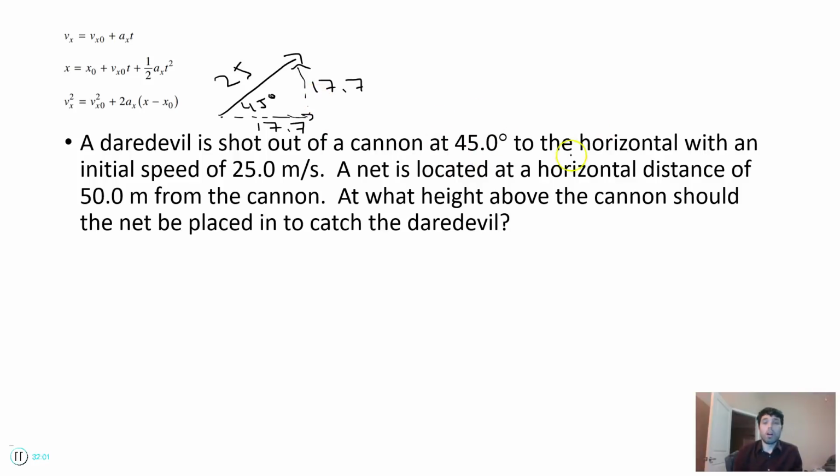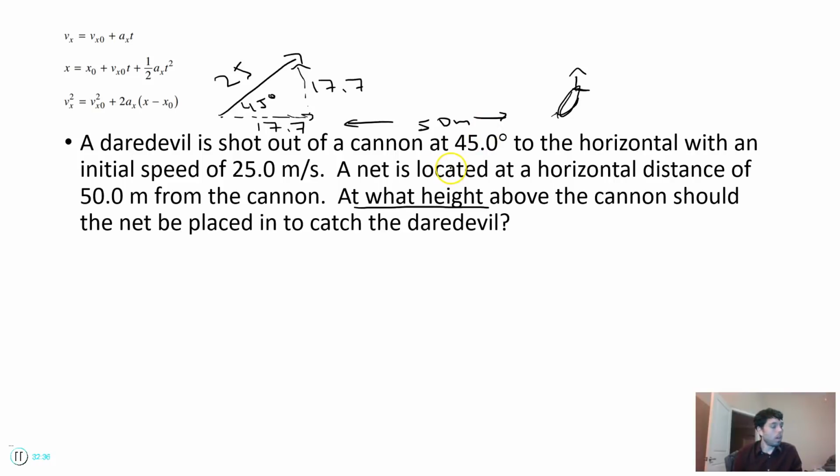Alright, so it's asking us: a net is located at a horizontal distance of 50 meters from the cannon. Alright, 50 meters away down here, there's a net set up. That's a terrible net, but you get the idea. It's a net, and it's 50 meters away horizontally. The question is, at what height above the cannon should the net be placed? So we know it's 50 meters away horizontally, but how high vertically should we place the net so that the daredevil hits the net and it catches them, right?